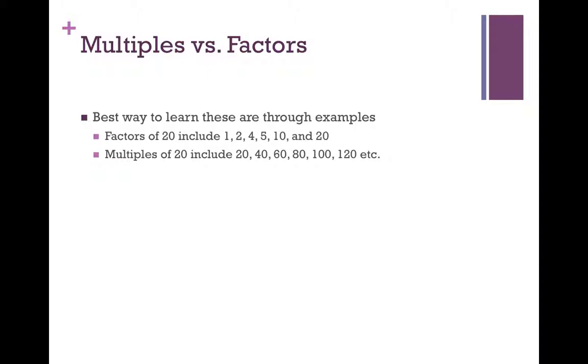For example, the multiples of 20 include 20 (20 times 1), 40 (20 times 2), 60 (20 times 3), and so on and so forth. On the other hand, the factors of 20 are numbers that actually go into 20 evenly. These would be numbers like 1, 2, 4, 5, 10, and 20.